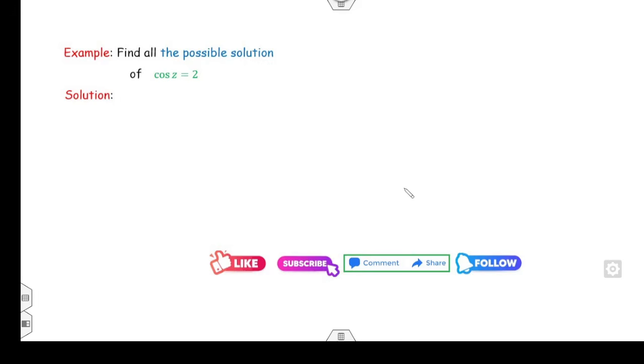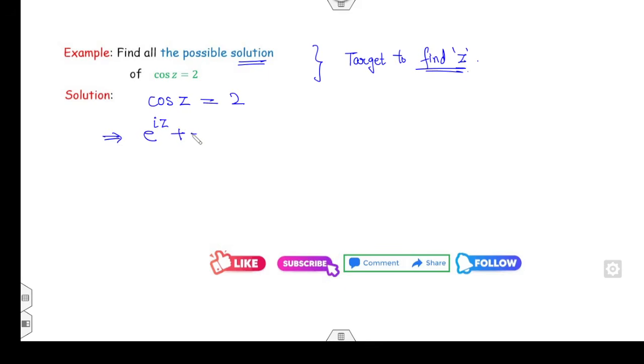Okay, find all the possible solutions of z. What is the meaning of possible solutions? That means your target is to find the value of z. Fine. So I can start with the definition of cos z. What is cos z? It is e raised to power iota z plus e raised to power minus iota z, divided by 2. Fine. You can simplify that.